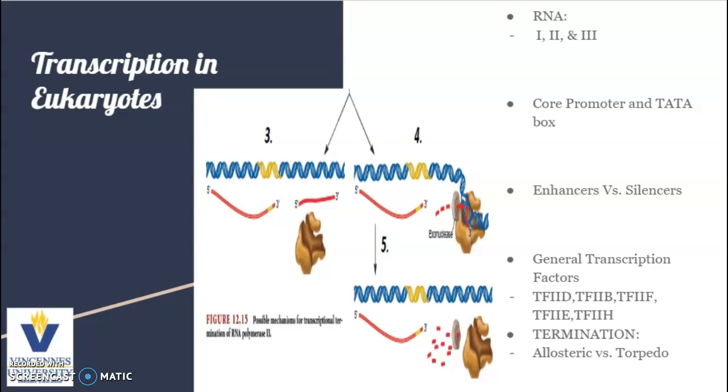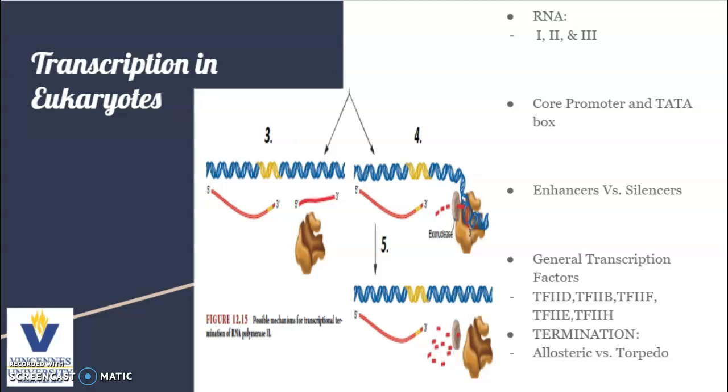We also have 2 important things involved in the initiation step, and that is the core promoter and the TATA box. And there are also things called enhancers and silencers. The enhancers are needed to stimulate that transcription, whereas the silencers are needed to kind of end that transcription. We also have some general transcription factors, but those aren't as important. There are too many to go over each one right now, but we will talk about the termination and the allosteric versus the torpedo model.